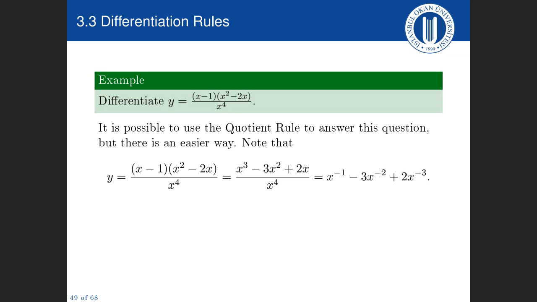What we can do is we can multiply out the top to get x cubed minus 3x squared plus 2, and then this is all divided by x to the power 4. So this is just equal to x to the power minus 1 minus 3x to the power minus 2 plus 2x to the power minus 3. And then we can differentiate this directly.